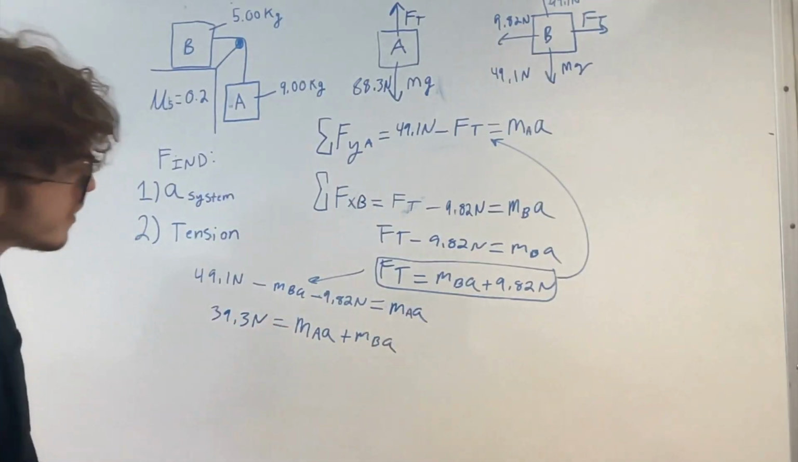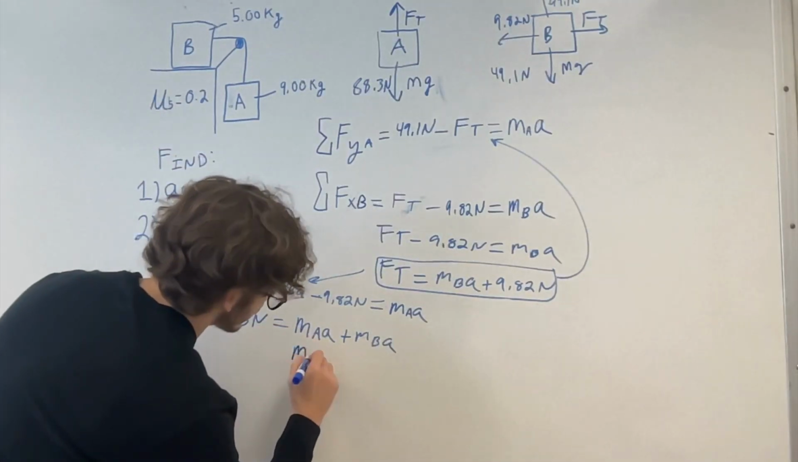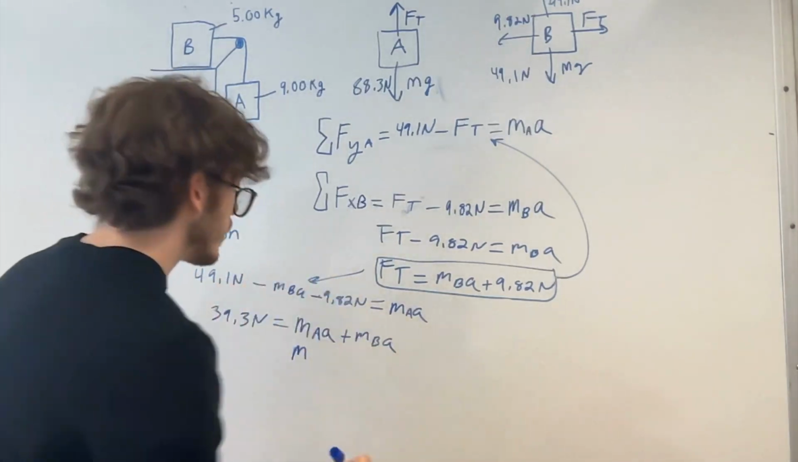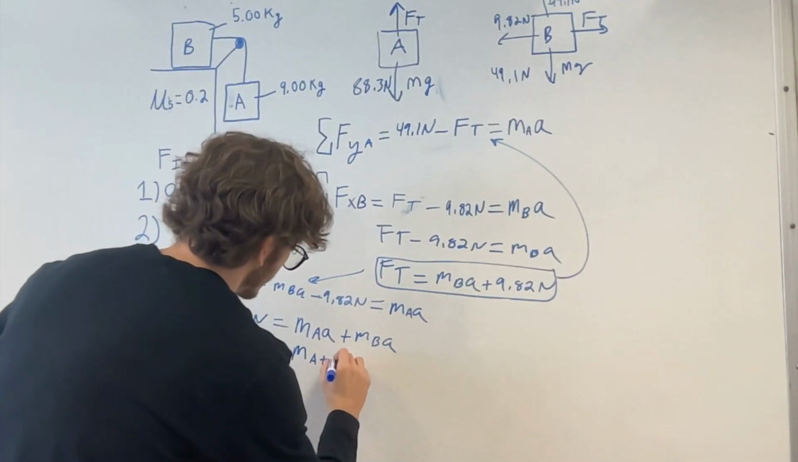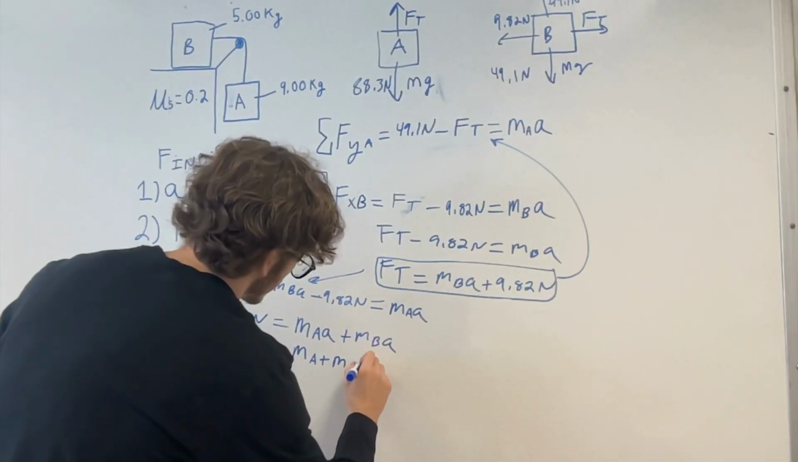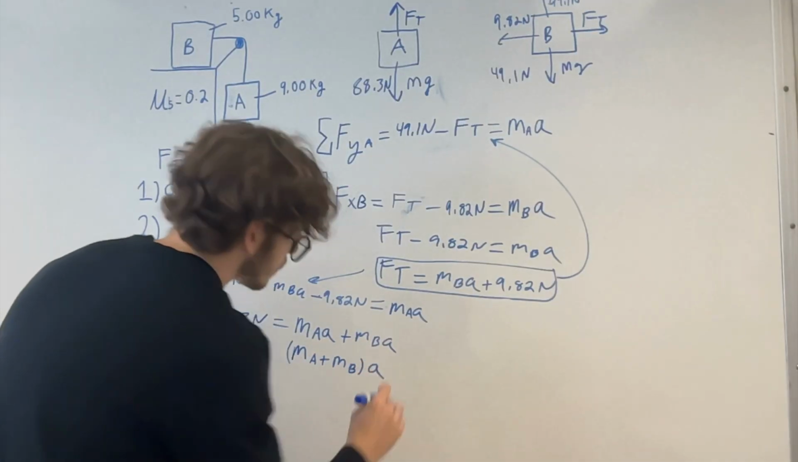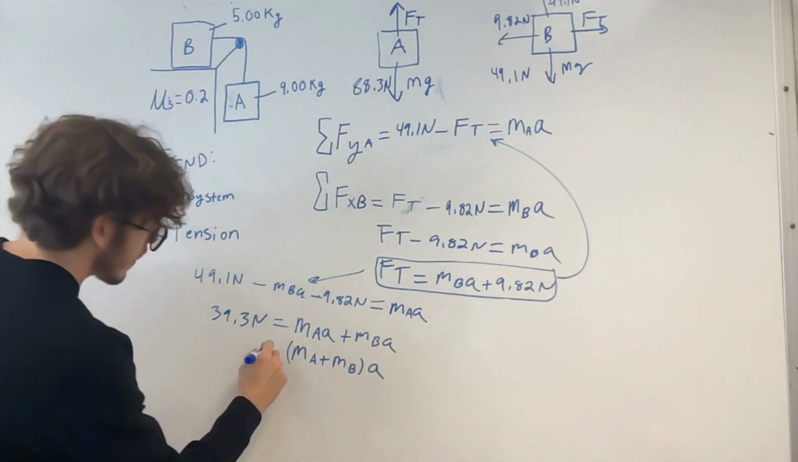So what can we do here? We can factor out the acceleration. That's an important thing to see. So mass of A plus mass of B, right, multiplied externally by A.